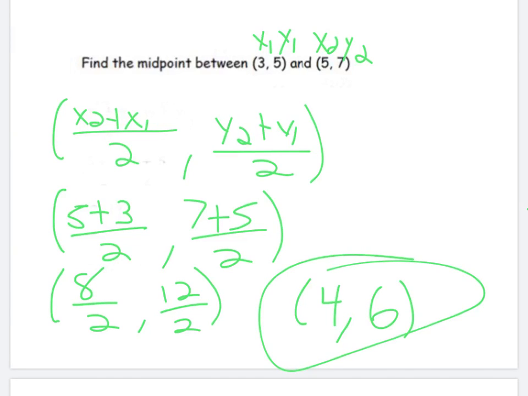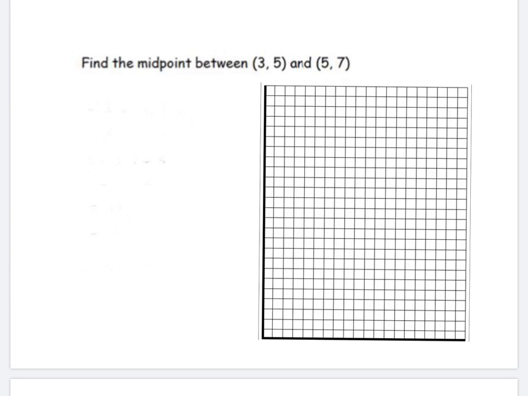So let's take a look at what that would look like on the grid. There isn't necessarily a way to determine whether or not you have a midpoint on the graph besides kind of eyeballing it, but you can check if you're right. So let's take a look at graphing the points. Now that I have the grid numbered, I can graph my points. So the first point is (3, 5), and then (5, 7).